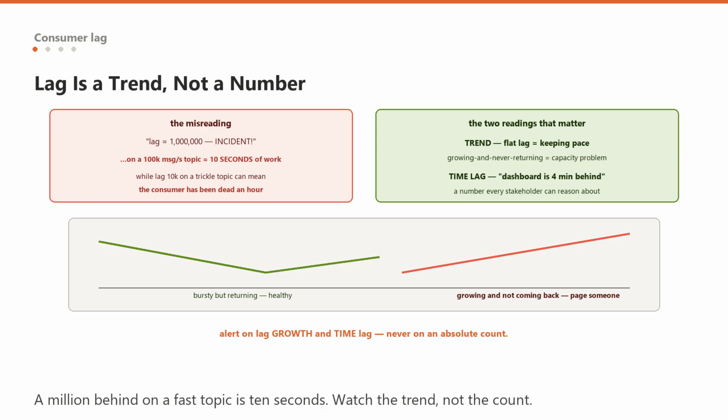Second, time lag. How old is the newest message you have processed? Business people cannot reason about a million messages, but everyone can reason about "the dashboard is 4 minutes behind reality." Alert on time lag and lag growth, not on absolute counts. You will page for real problems and sleep through harmless bursts. Lag is not a number to fear. It is the system telling you which side needs help.